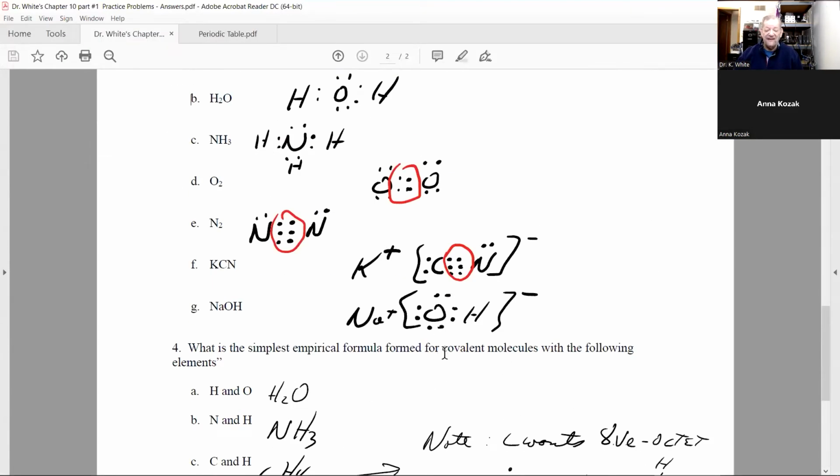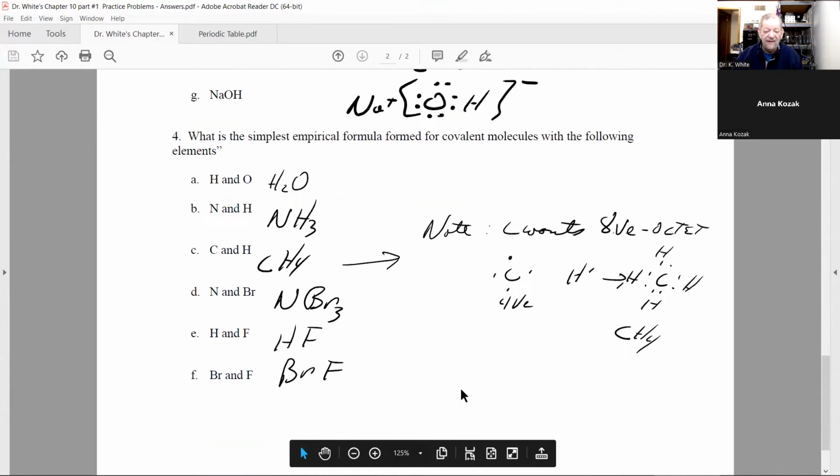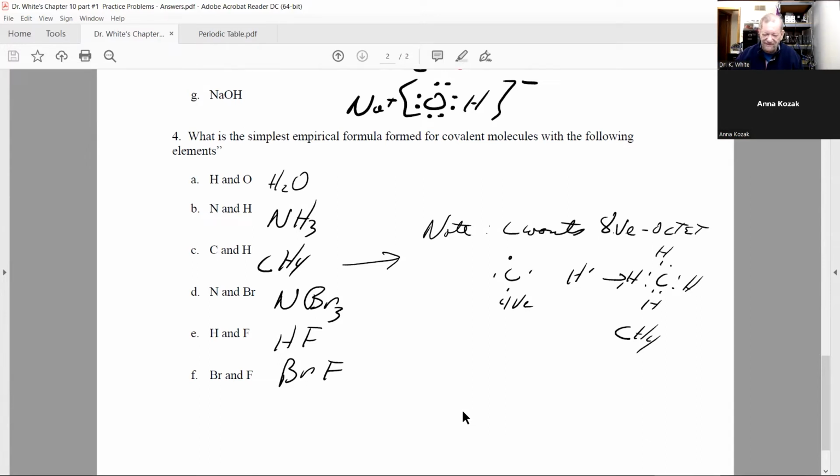Sorry, can you just tell me one more time why carbon wants to have 8 valence electrons? You should have 8 valence electrons around carbon, but hydrogens too. Do you want me to have you do another one? Yeah, I just don't know why it is 8.